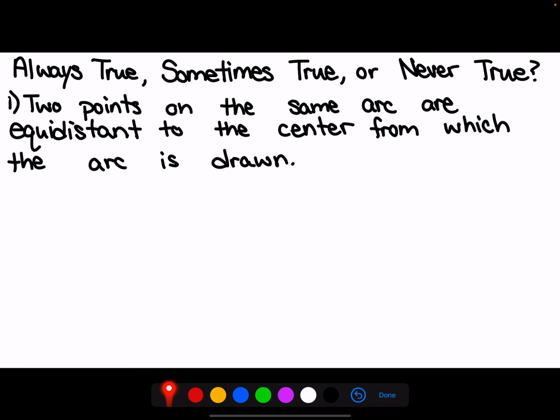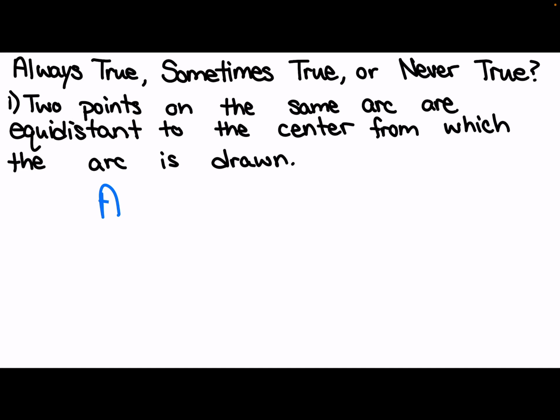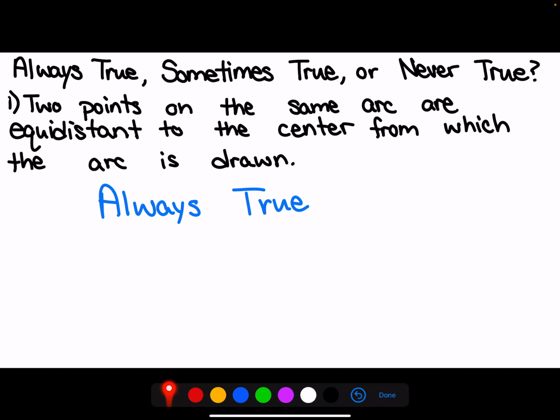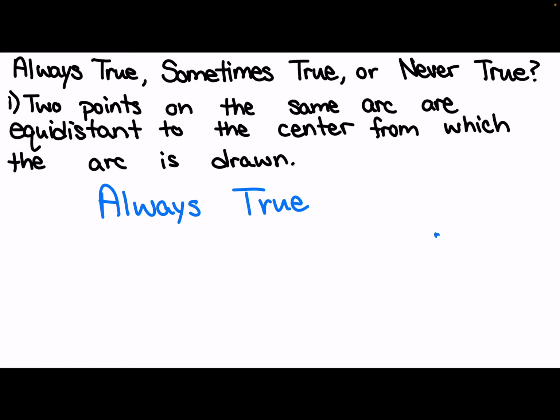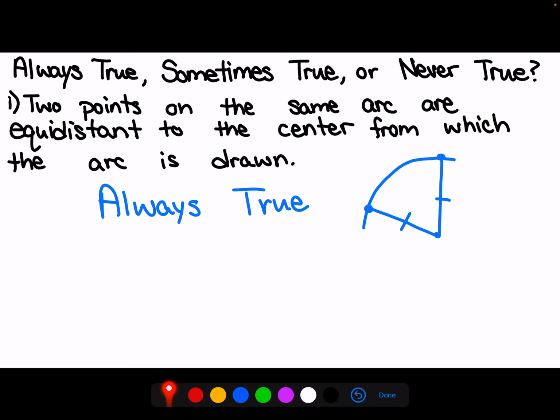First off, always true, sometimes true, or never true. Two points that lie on the same arc are equidistant to the center from which the arc is drawn. So this will be always true first off. The reason why is, if we have these two points and they lie on the same arc, they should be equidistant. This is true because when we're creating these arcs, we're using our compass.